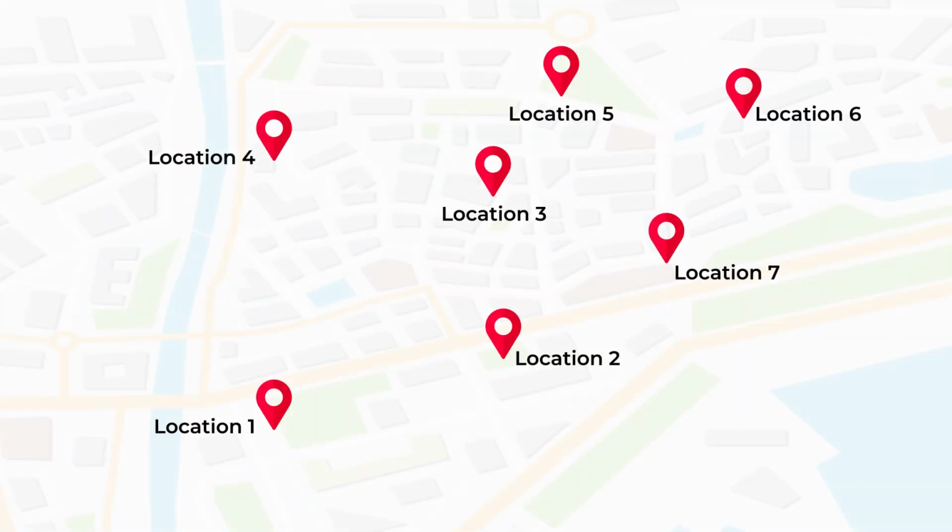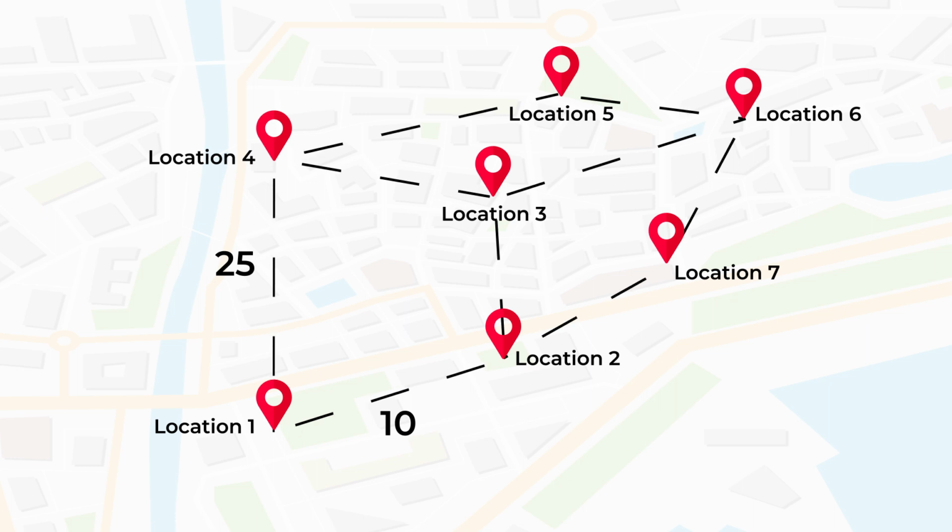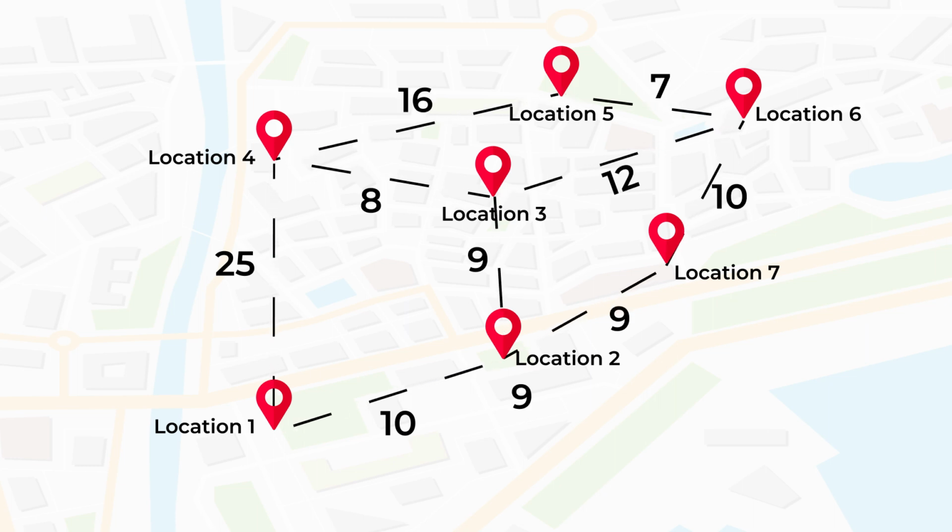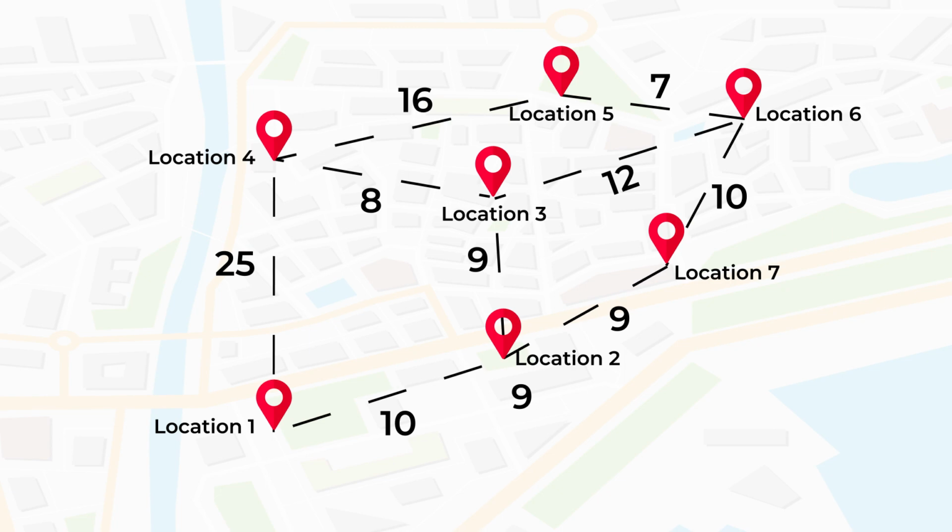Let's start the example. Here is the road map of some city. The locations are shown as pins and are numbered as location 1, location 2 and so on. The road distance between the various locations is also shown. As you can see, the road distance between location 1 and location 2 is 10. Also, the road distance between location 1 and 4 is 25. Well, how will you store this map inside the computer memory?